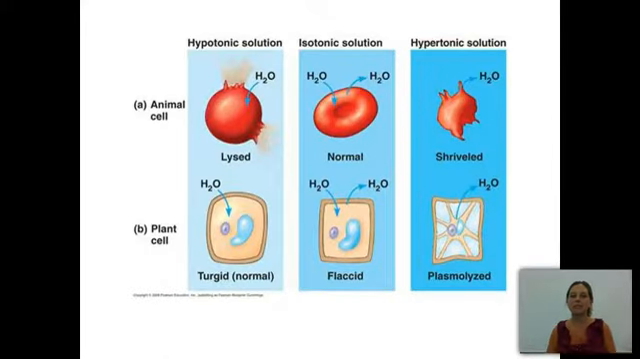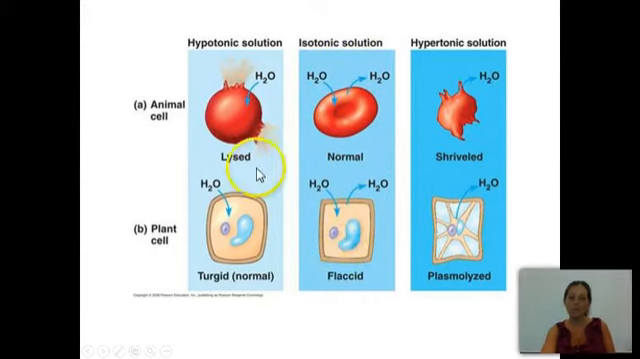Okay, so here's some examples of cells in each of those solutions. So on your notes organizer, tell me what happens to a cell when it's placed in each solution. In an isotonic solution, this is ideal here. Equal amounts of water going into and out of the cell. This is normal, right? Here's a red blood cell in an isotonic solution. Here's a plant cell in an isotonic solution.